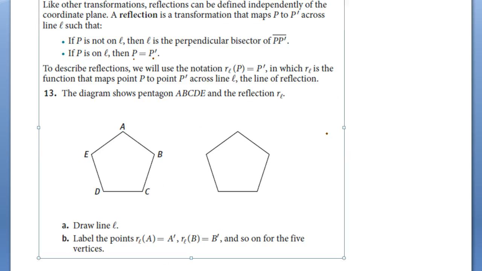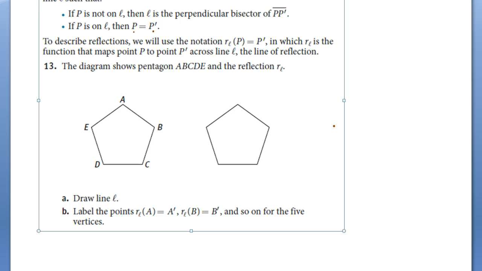Number 13, the diagram shows pentagon ABCDE and the reflection using those symbols, meaning reflect over line L. Question A, where would line L have to be? In order for this pentagon on the right to be the reflection of this one, where does line L have to be?